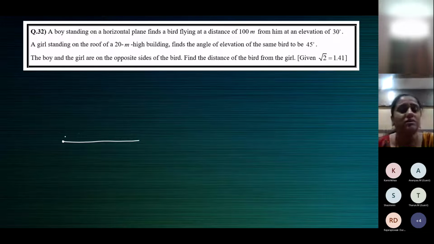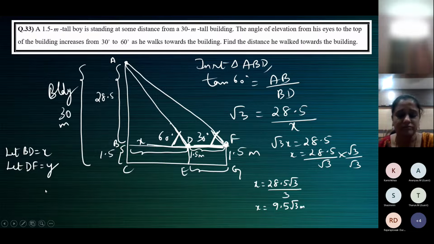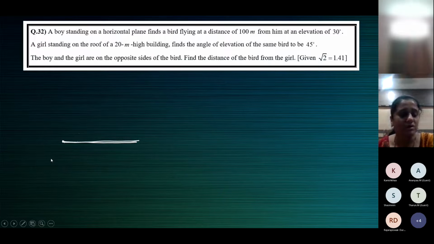All right. So class, a boy standing on a horizontal plane finds a bird flying at a distance of 100 meters from him at an elevation of 30 degrees. So see here, this is the ground level, horizontal plane. Now, let me not say the ground level. This is the horizontal plane. Maybe he's standing on the terrace, so who knows? He's on a horizontal plane. So this is the horizontal plane.